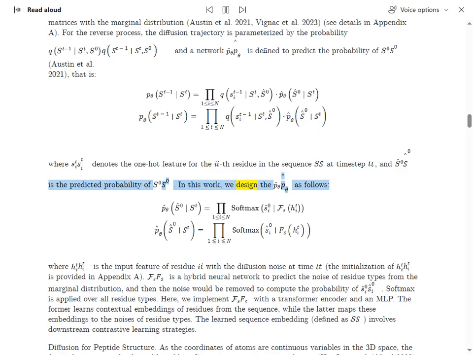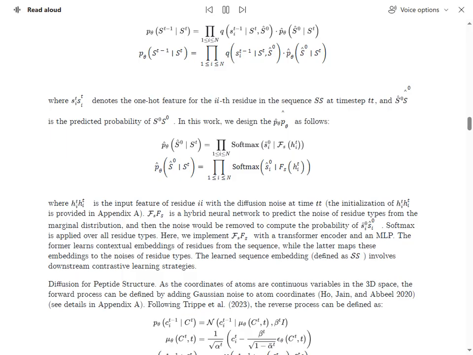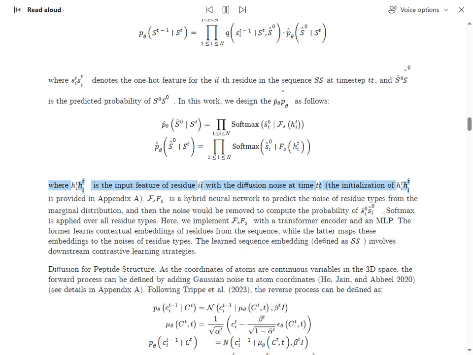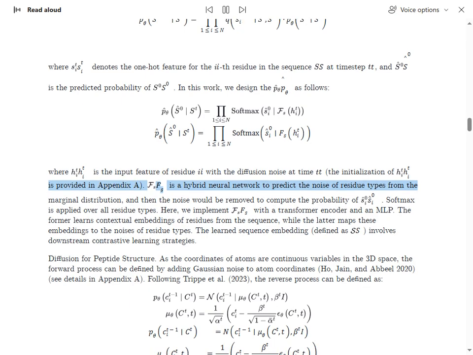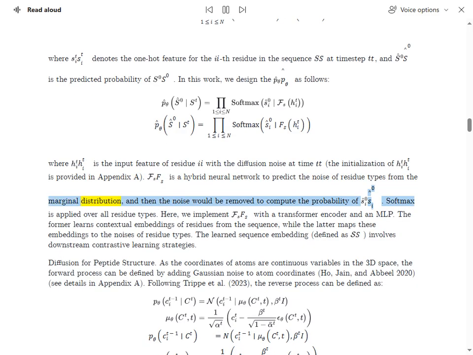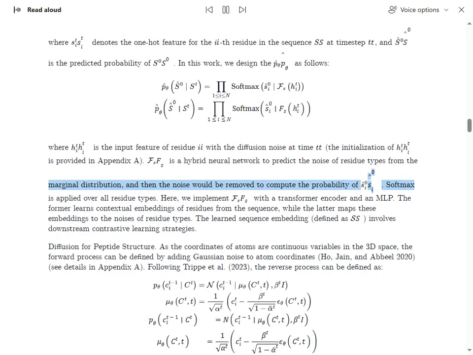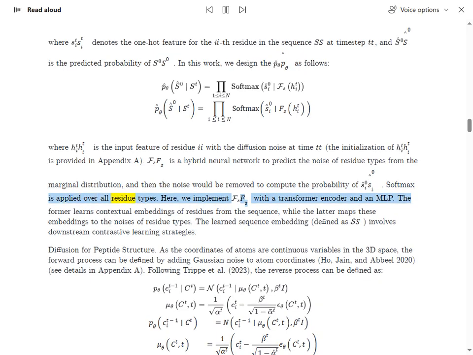In this work, we design the p-hat_theta as follows. The estimated probability of a state sequence is the product of softmax probabilities for each state, where h_i^t is the input feature of residue i with the diffusion noise at time t. The initialization of h_i^t is provided in Appendix A. F_S is a hybrid neural network to predict the noise of residue types from the marginal distribution, and then the noise would be removed to compute the probability of s-hat_i^0. Softmax is applied over all residue types.